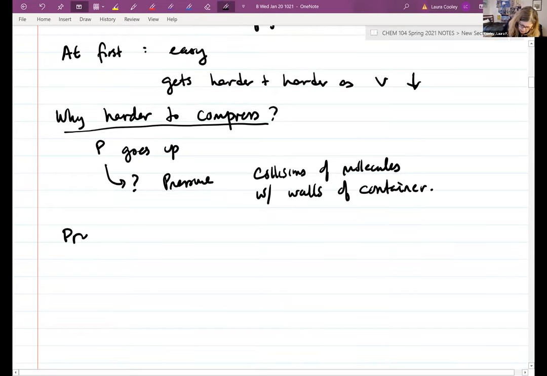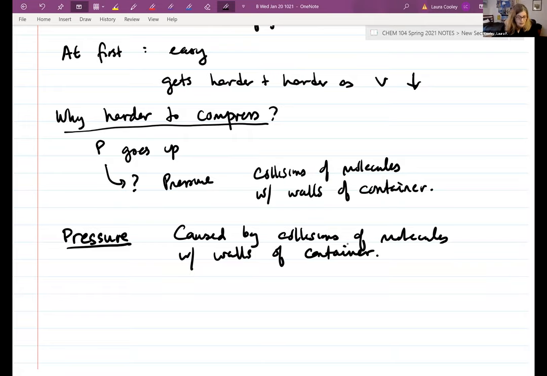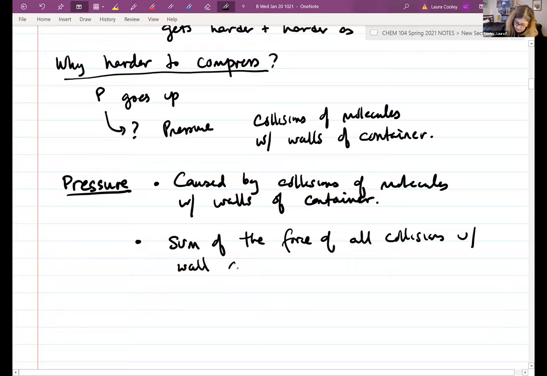So let me talk a little bit about pressure and what it is. Like I said, it's caused by collisions of the molecules with the walls of any container. So the pressure in this room is caused by the collisions with the surface of my body, the walls of the room, et cetera. What it is actually equal to is the sum of the force of all those collisions acting on a particular area of the container walls. So it's defined as the sum of the force of all collisions with the wall on a given area.